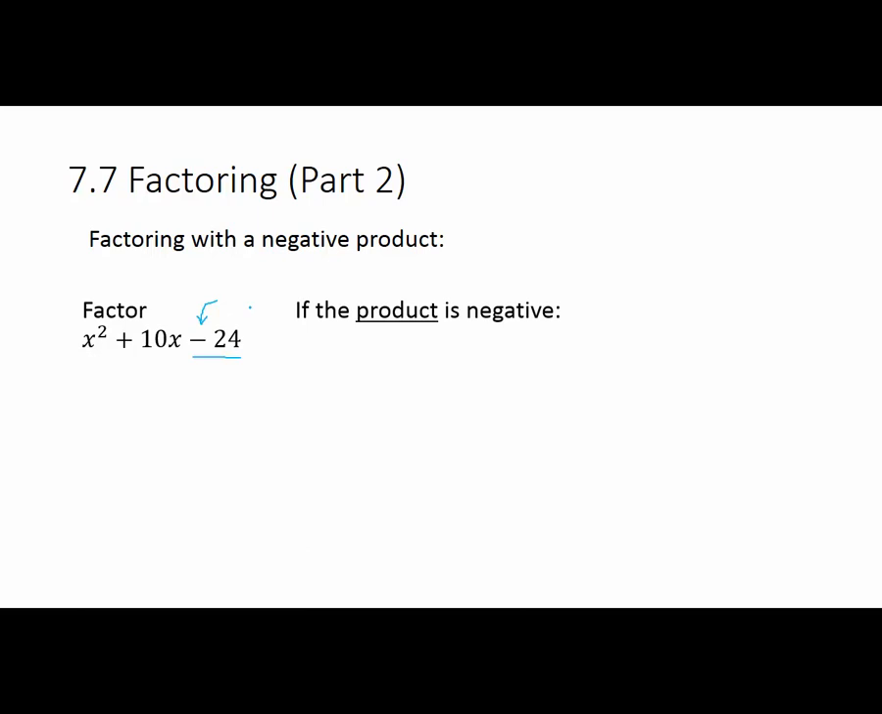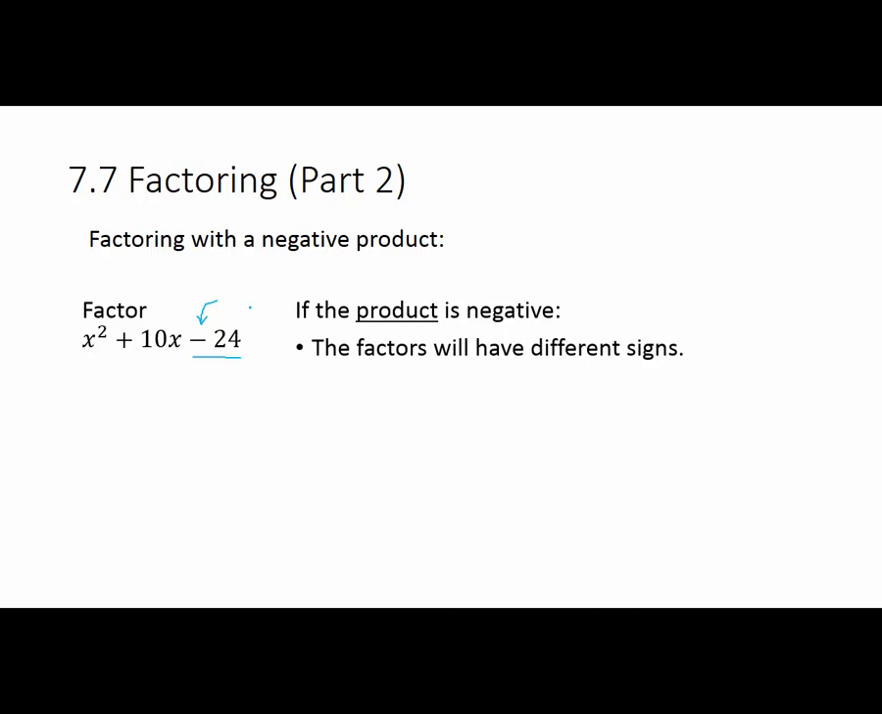Well, how could I possibly get a negative product? How could I multiply two things together to get a negative answer? Can't be a positive times a positive. It's going to have to be a positive times a negative or a negative times a positive. That means the two factors are going to have different signs.